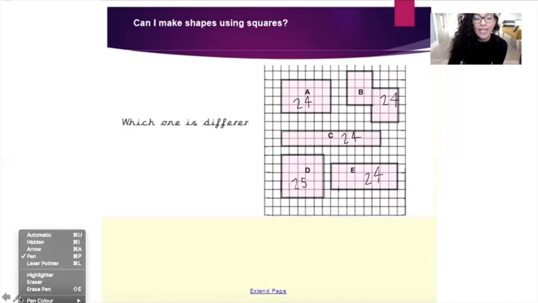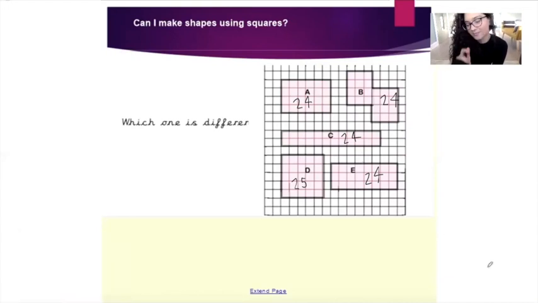So looking at these numbers then, which one would you say is different? I would say that D is different because D has an area of 25 and all the other shapes have an area of 24. So well done if you got that correct.